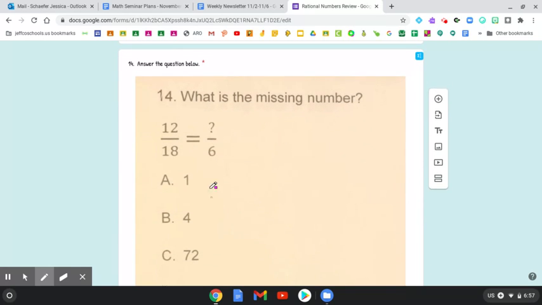Number 14. I can make 6 turn into an 18 or vice versa. 18 divided by 3 would get me to 6. What I do to the bottom, I'm going to do to the top. So 12 divided by 3 is going to make a 4. So this is 4/6, B.